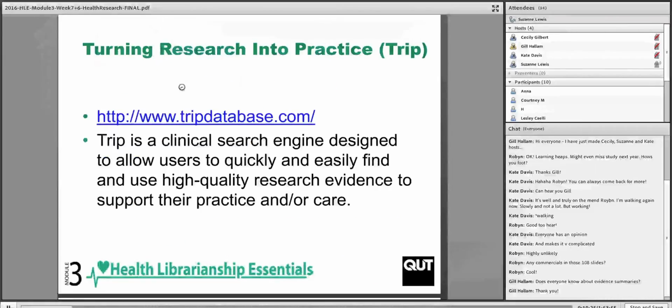And the final resource that I wanted to show you is the TRIP database. TRIP is actually an acronym. It stands for Turning Research into Practice. And TRIP is a clinical search engine that's designed to allow users to very quickly and easily find and use high quality research evidence to support their practice. It's been around for quite a few years now, and it's just freely available online.